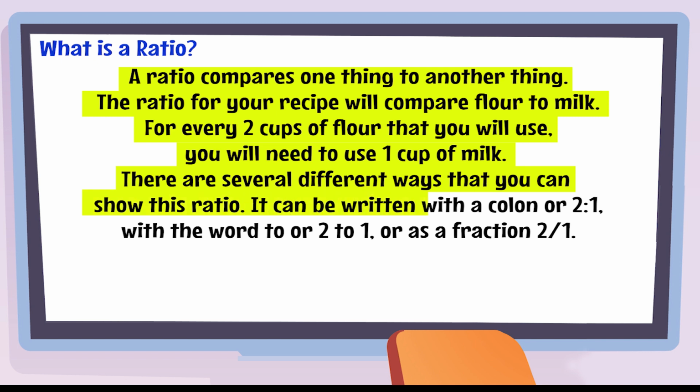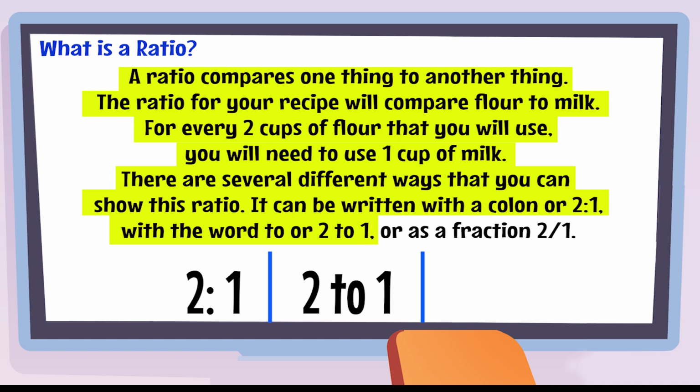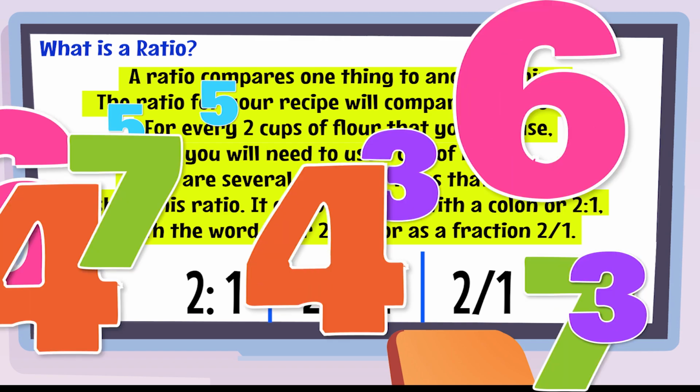It can be written with a colon, 2 colon 1. Or it can be written in word form, which is 2 to 1. Or it can be written as a fraction, which is 2 above 1. But all of these different ways of writing a ratio mean the same thing. It's showing that 2 cups of flour must be used to 1 cup of milk.